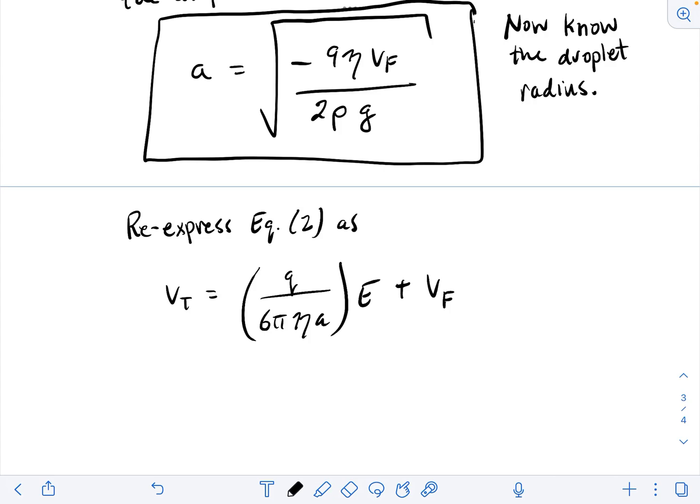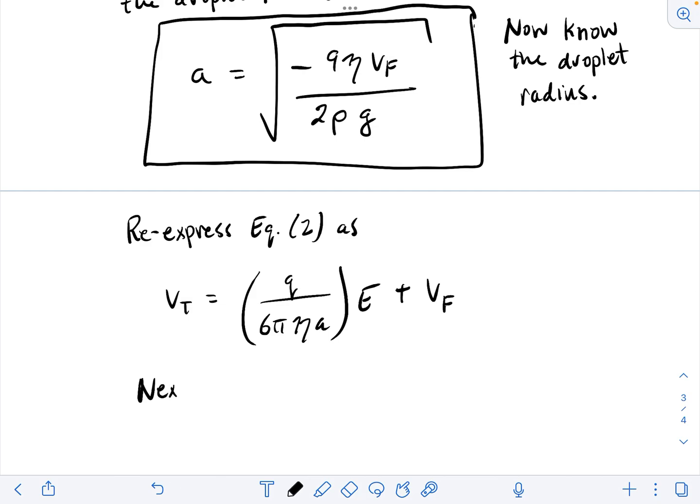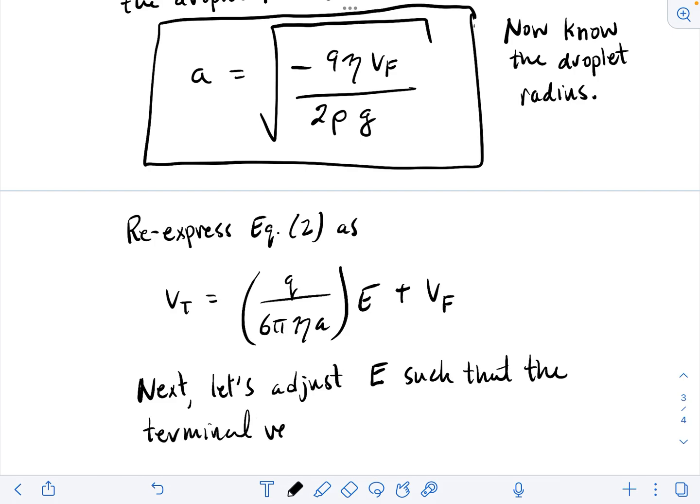So the next thing we could try is, let's adjust the strength of the electric field such that the terminal velocity becomes 0. We control that electric field, and what we could do is change the voltage of our battery or whatever our power source is, and keep adjusting that until the droplet just starts levitating. It's not moving up or down.